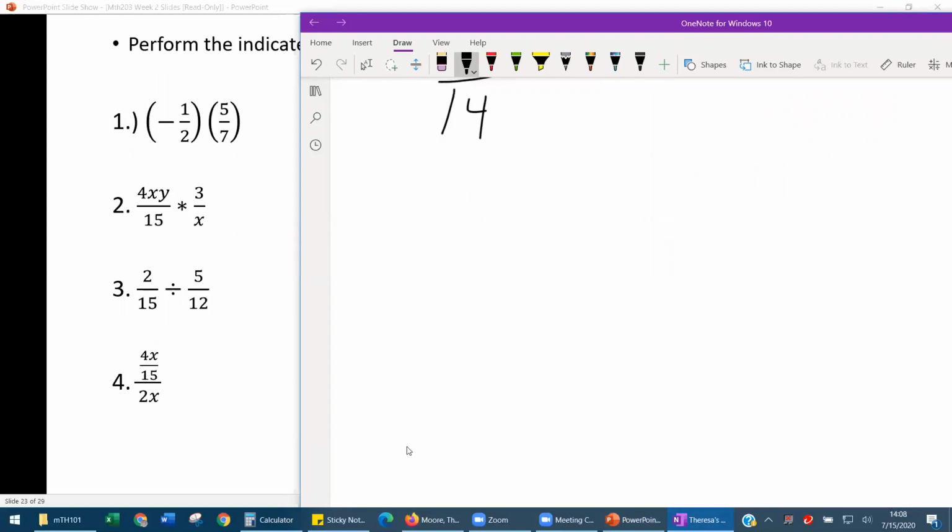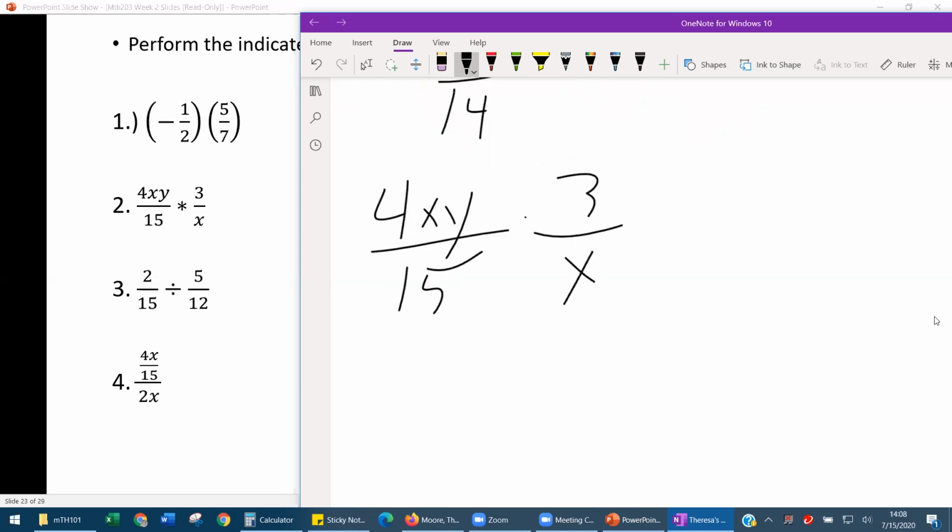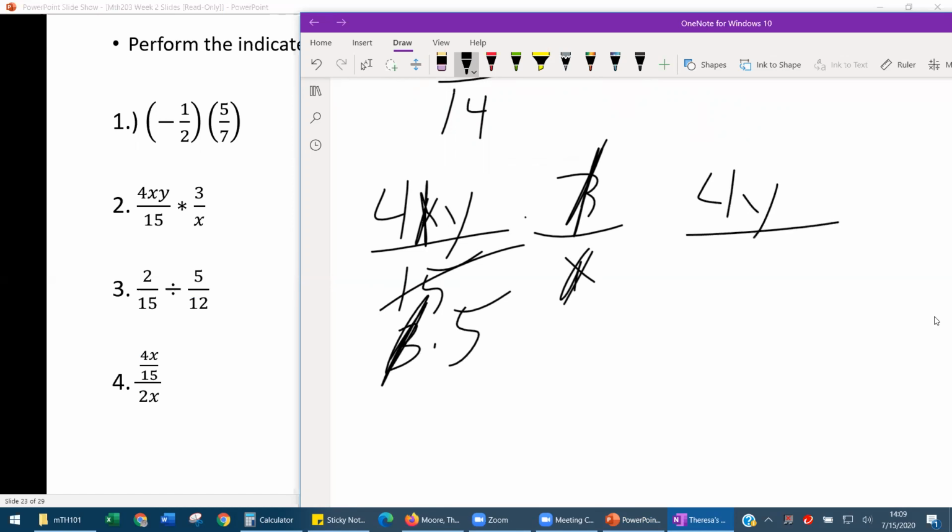So the next one, notice I have an x in the top and an x in the bottom. Those cancel, right? So I have 4xy over 15 times 3 over x. These x's cancel, and I can also cancel this 3 with the 3 in the 15, right? 15 is 3 times 5. If I wrote it as 3 times 5, I'm canceling those 3's. So I have 4y on top and 5 on the bottom because I got rid of that x.